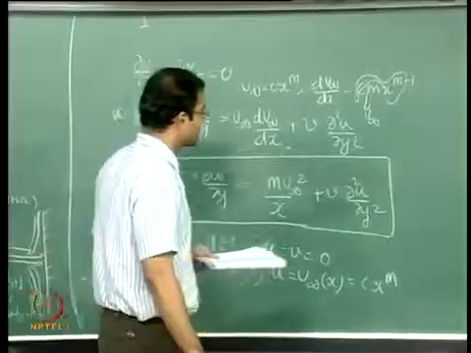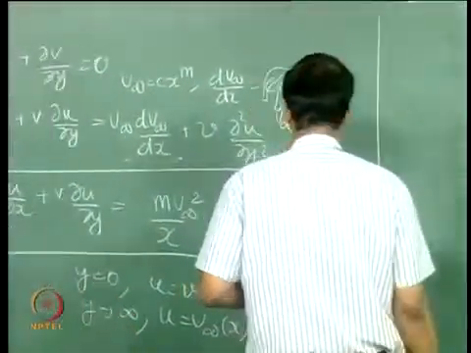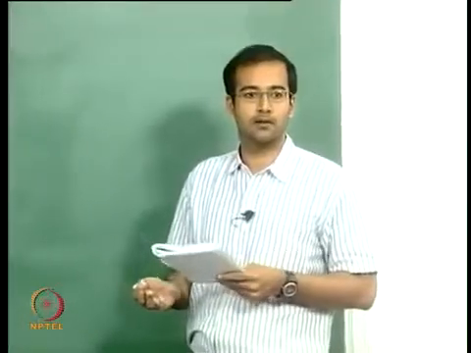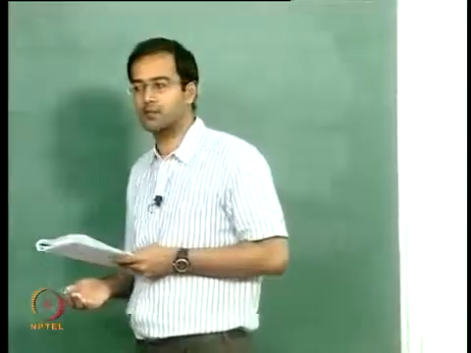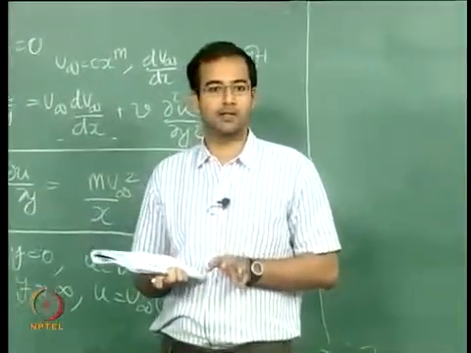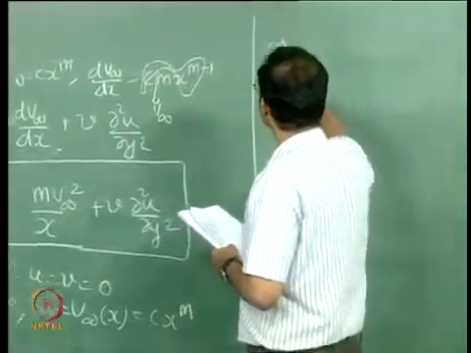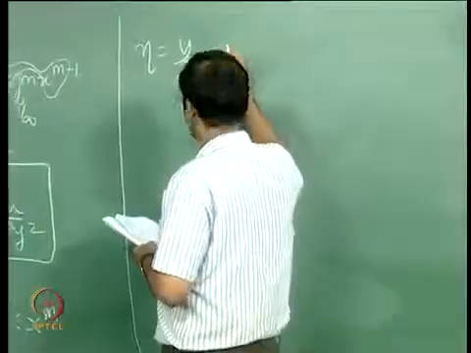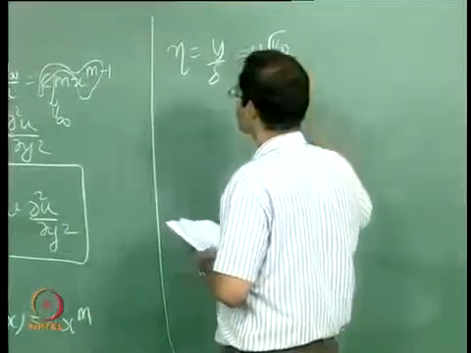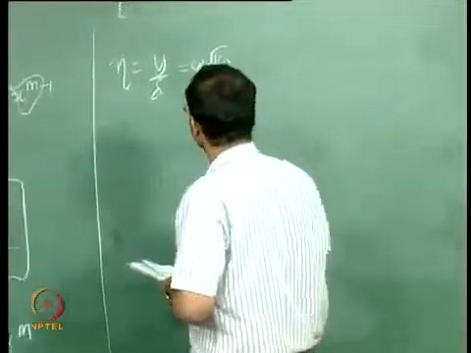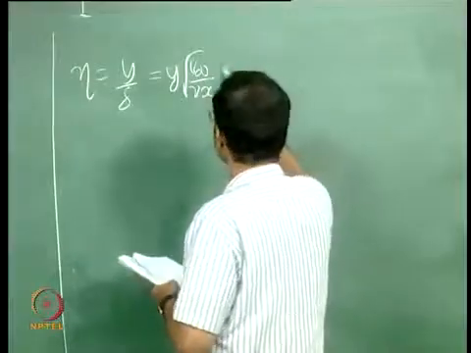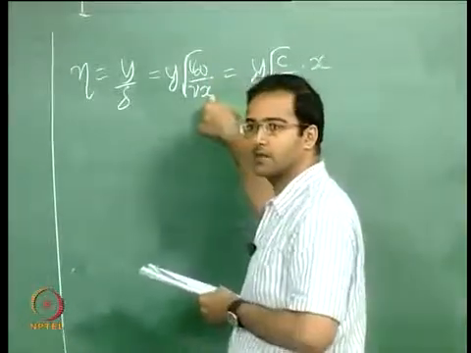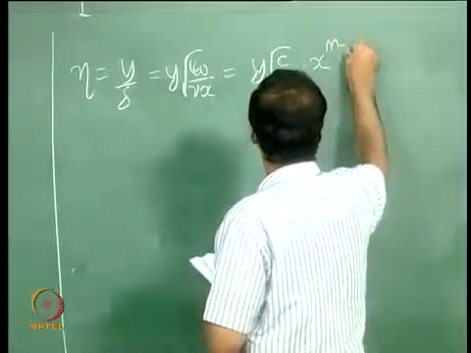So now how do we reduce this to an ODE? The same approach that we used with the Blasius flow. You assume a similarity variable. Let us assume the same similarity variable that we got for the flat plate flows, because the functional dependence of boundary layer thickness on x is going to be the same whether you have a pressure gradient term or not. Therefore your eta, which is a function of y by delta, the functional dependence of delta is still the same, so the same similarity variable holds good. Only thing here is u infinity is a function of x. So you can write this as y times square root of c by nu into x power m minus 1 by 2.